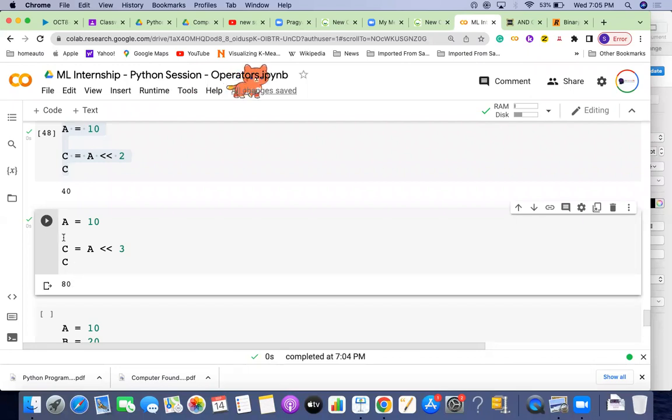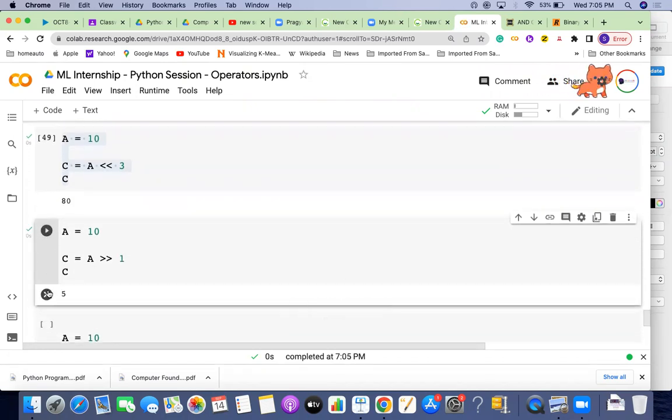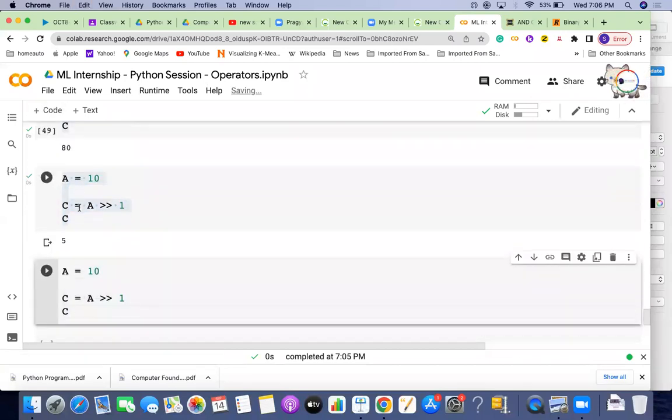So the opposite of that is the division. I will try to divide, so let us see that. If I'm doing right shift by 1, I'm dividing that number by 2 to the power of 1. So 10 by 2 is 5. Let me do another one. Dividing by 2 to the power of 2, so 10 divided by 4 is what I am getting.